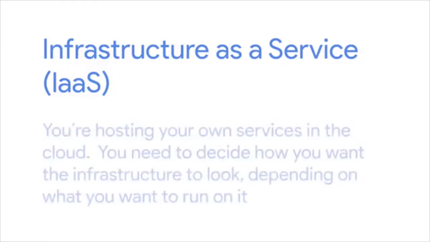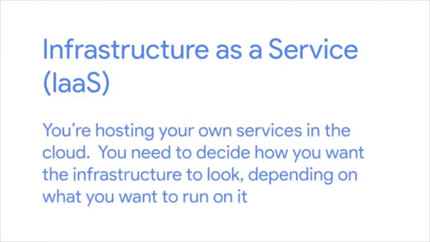When you use Infrastructure as a Service, or IaaS, on the other hand, you're hosting your own services in the cloud. You need to decide how you want the infrastructure to look, depending on what you want to run on it. For example, you'll need to decide which of the many available machine types you'll use and what kind of storage they'll need. Pro tip: start small, then select more powerful instances as needed.